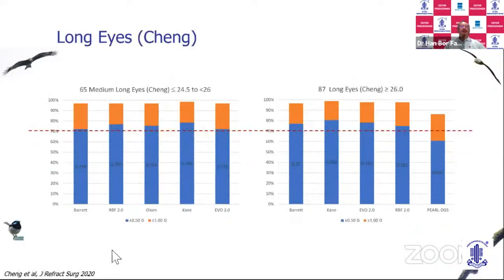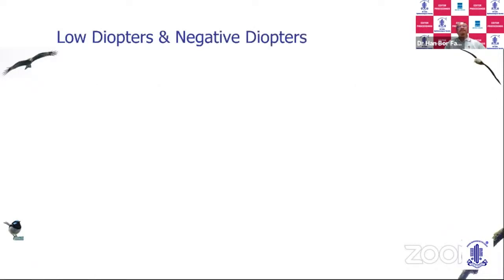Cheng's, the most recent paper, shows Kane is the best performing for medium long eye, followed by RBF and Barrett. Actually, all of them perform very well. For longer eye, more than 26, then Barrett, Kane, and Evo perform better than the rest.